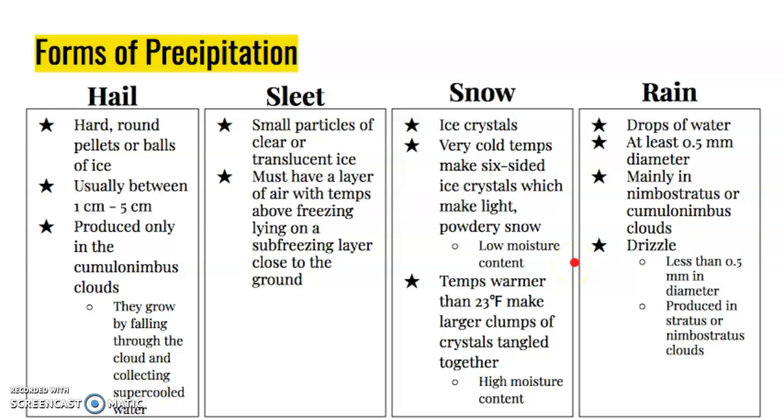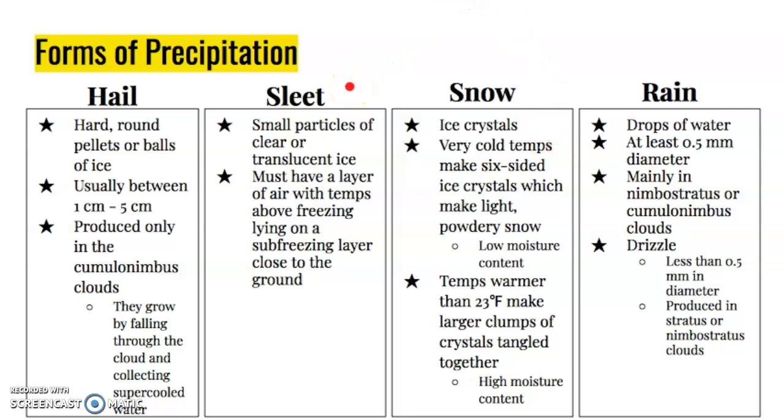So when you have temps that are higher than 23 degrees Fahrenheit, it can still snow because it's below freezing, but they make larger clumps of crystals, and these crystals are tangled together. This snow also has a higher moisture content than the snow that you get when it's extremely cold outside.